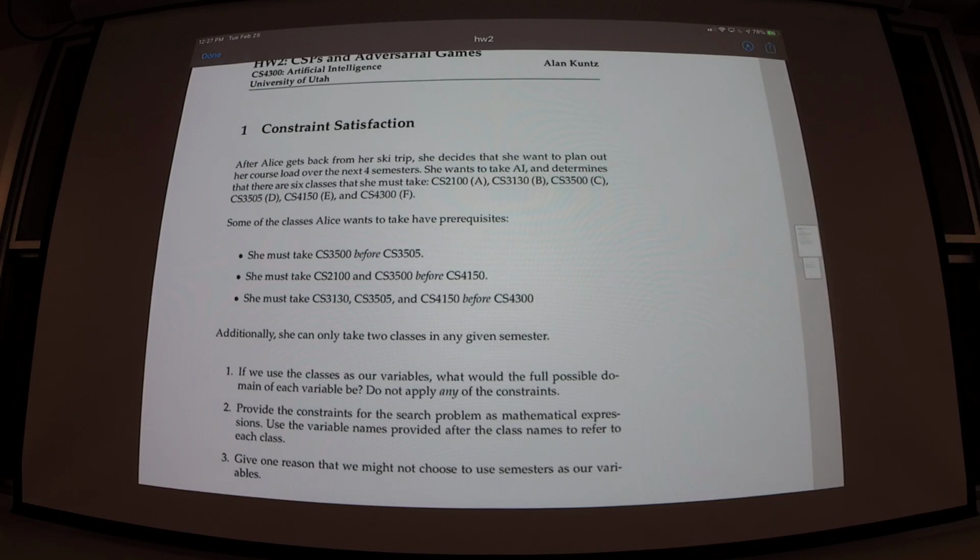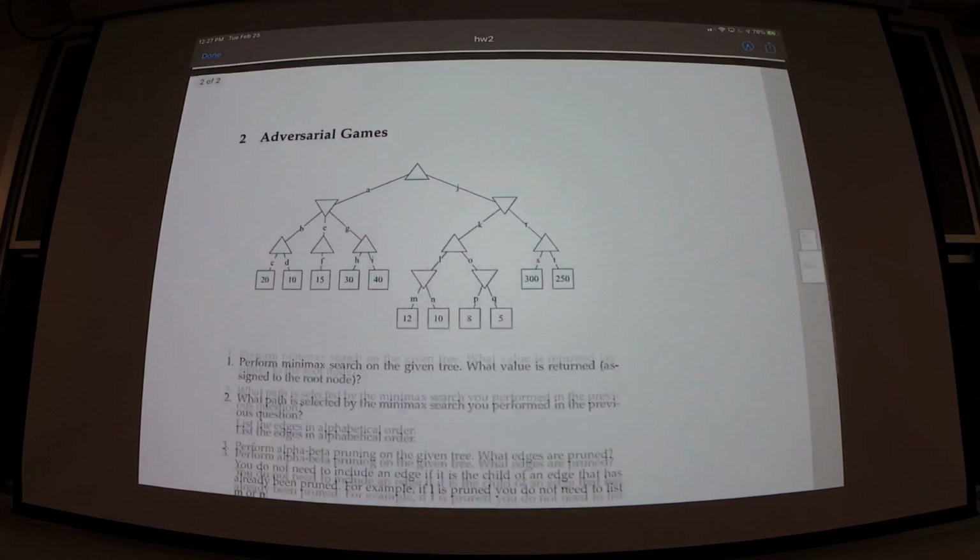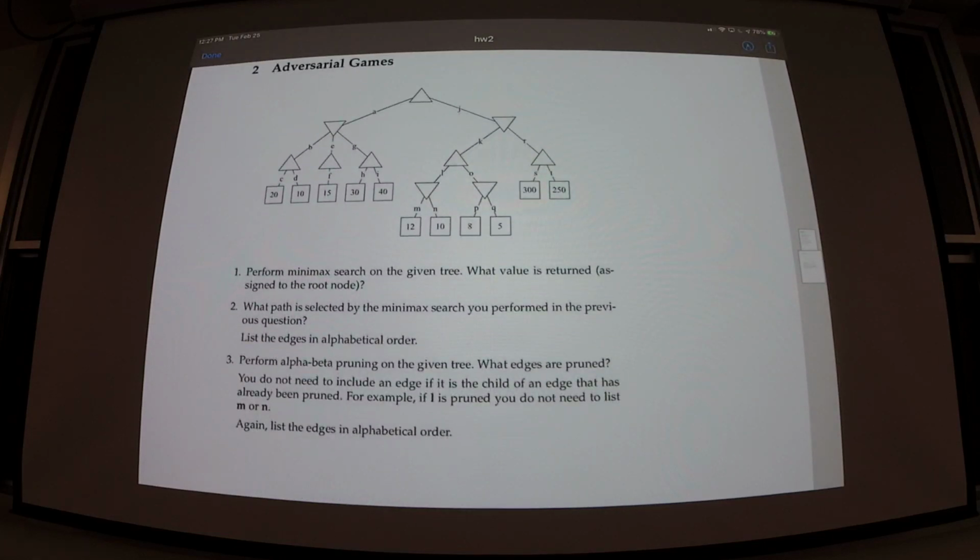Does that make sense? So we're not asking you to solve the scheduling problem, just to discuss, consider, and write down ways that you would formulate that problem. Does that make sense? Okay. That's part 1. Part 2 is this minimax tree here. So we did a couple examples like this in class. The idea is you're going to perform a variety of searches on this, detailed by the questions here, and then also perform alpha-beta pruning.